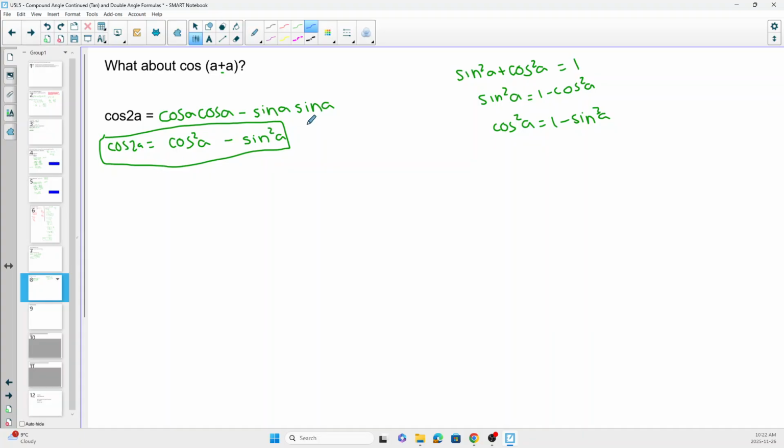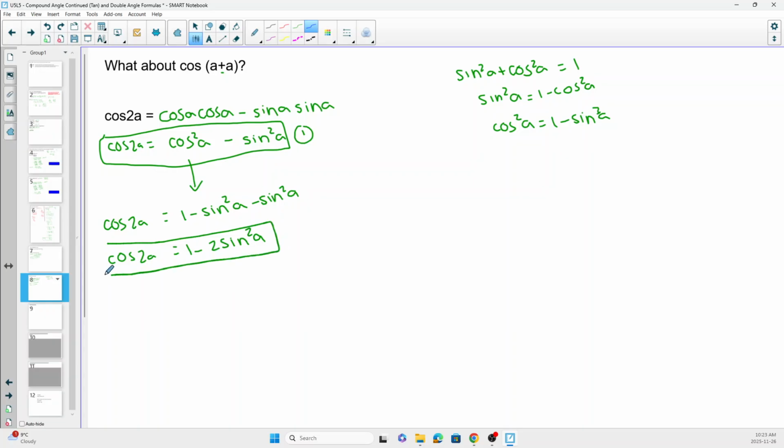So we could say this is version 1. What if we replace the cos squared A with 1 minus sine squared A? So we could say that cos 2A is also equal to 1 minus sine squared A minus sine squared A. And we could simplify that and say 1 minus 2 sine squared A. So that is another version of the cos double angle formula.